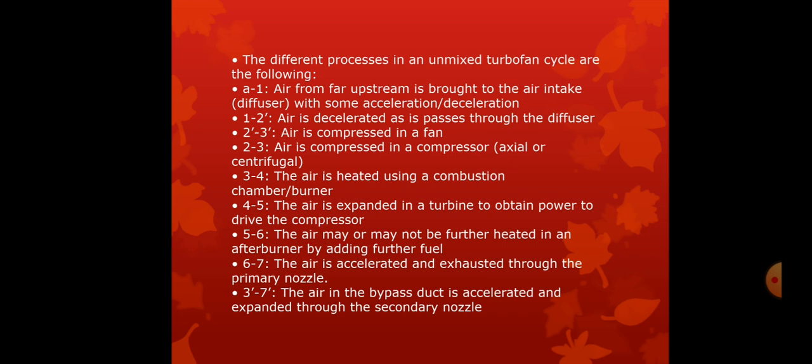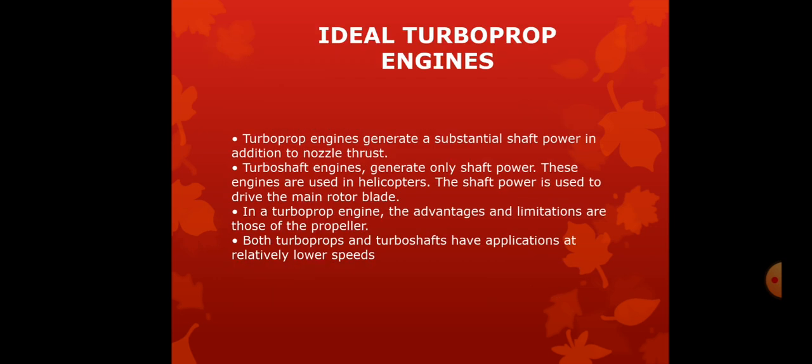From 3 to 4, the air is heated using a combustion chamber. Then from 4 to 5, the air is expanded in a turbine to obtain power to drive the compressor. From 5 to 6, the air may or may not be further heated in an afterburner by adding further fuel. From 6 to 7, the air is accelerated and exhausted through the primary nozzle. From 3 dash to 7 dash, the air is bypassed. Air in the bypass duct is accelerated and expanded through the secondary nozzle.